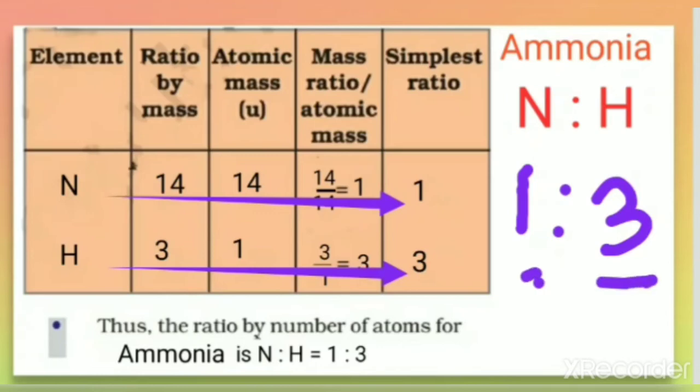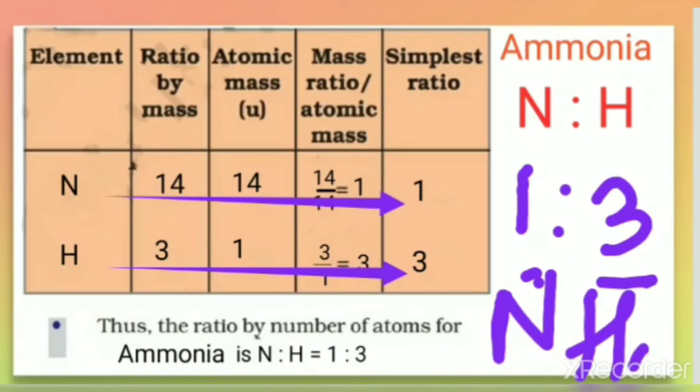Now how do we make the formula by using this? We will be taking NH3. The formula will be NH3. So that is what the ratio 1:3 gives. Therefore the formula is NH3, that is ammonia.